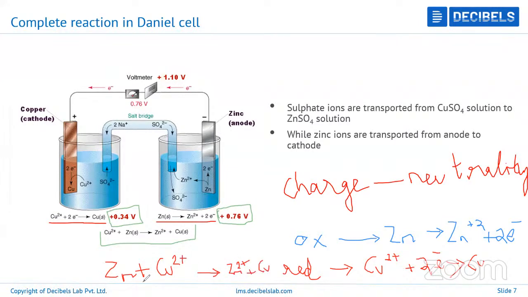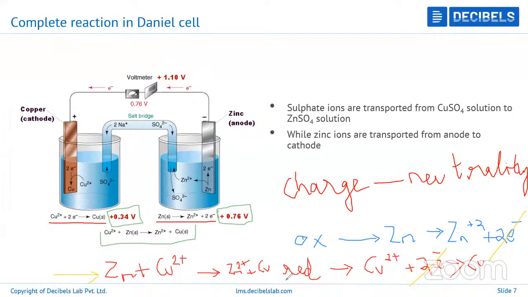And if you see here, the reason why 2 electrons won't come into this final equation is because whatever electron is being released here in the oxidation reaction will be absorbed here during the reduction reaction. So basically they are canceling each other out. So you can just go ahead and cancel these two out. All you'll have left is zinc plus copper ion gives zinc ion plus copper.